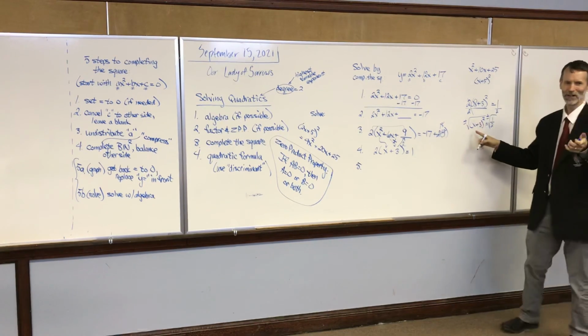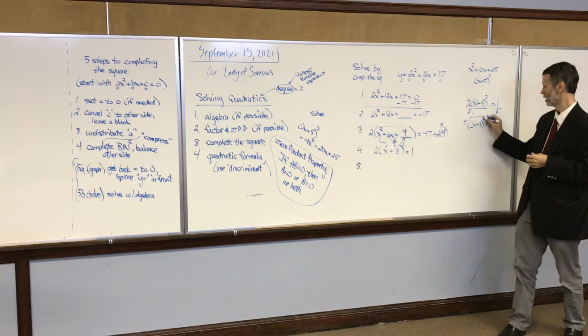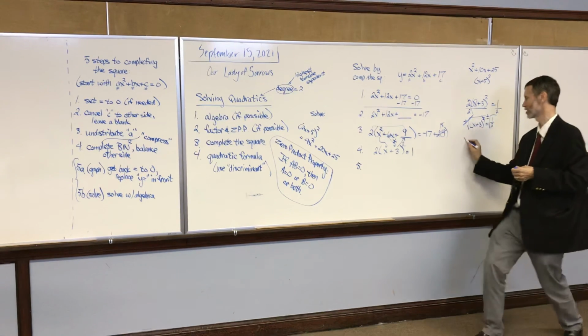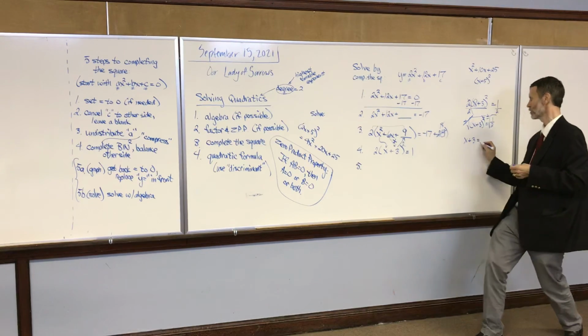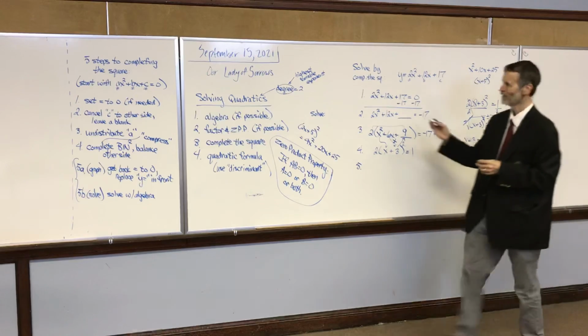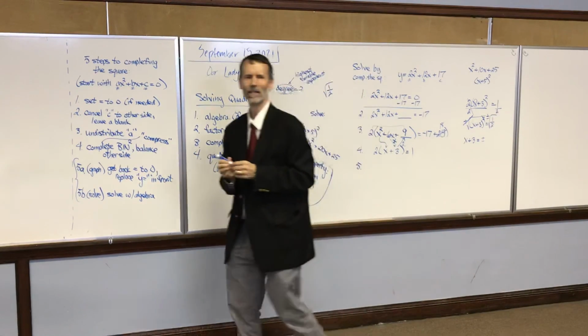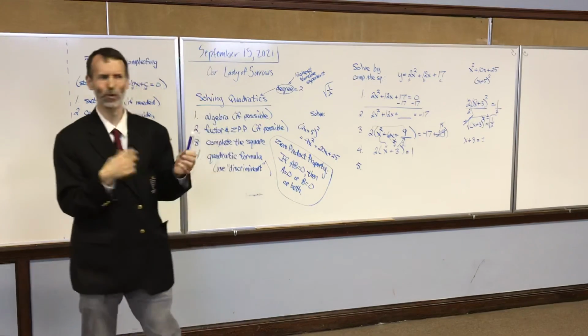So what happens over here, Katie? So just do x plus 3. Yeah, the square and the square root cancel. This is x plus 3 equals plus or minus what? How do you do the square root of 1 over 2? How does that work? How do you square root a fraction?